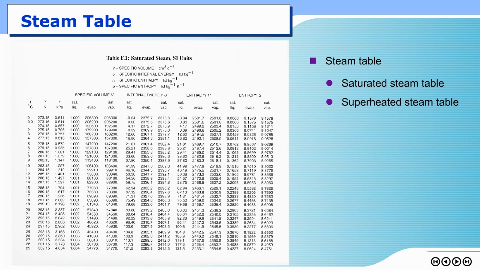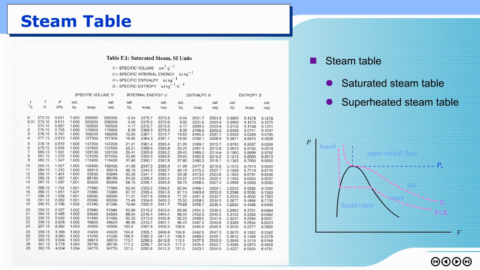Basically, saturated steam is the condition when steam exists in equilibrium between vapor and liquid. In other words, whenever we see the word saturated, it means that right now in the system there are two phases, liquid and vapor together. On the other hand, the word superheated means that the steam is in the condition of vapor only.